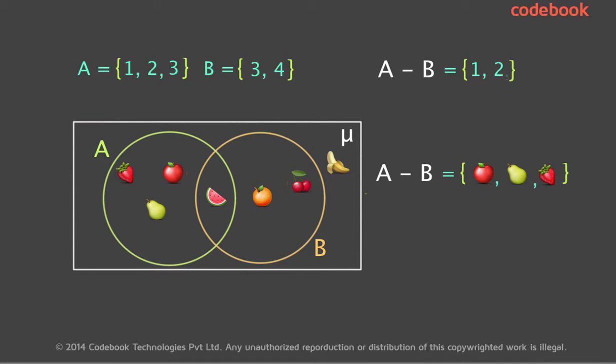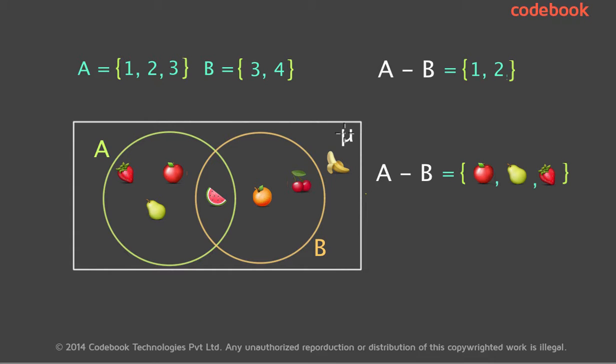Let's look at a couple of examples. The first one: A is 1, 2, 3 and B is 3, 4. So A minus B is the set of all the elements of A which are not in B. Here we have 1, 2, 3. 3 is in B as well, so we should not consider 3. So all the elements of A which are not in B are 1 and 2. So A minus B is 1 and 2.